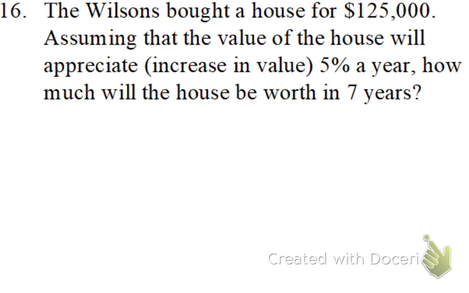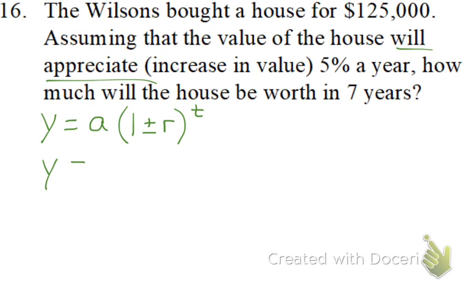All right, they bought a house for $125,000. It's going to appreciate, meaning go up in value, increase in value at 5% each year. So this is exponential growth. Formula we'll use: y equals a, which is the original amount, times 1 plus or minus r, the growth rate, to the t power, the number of time intervals.